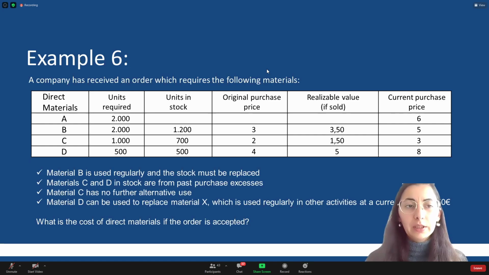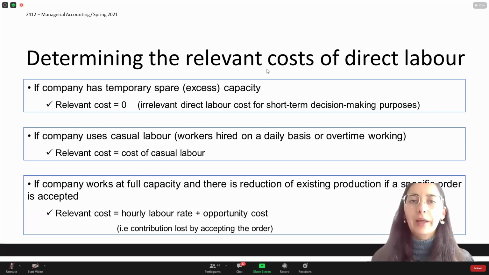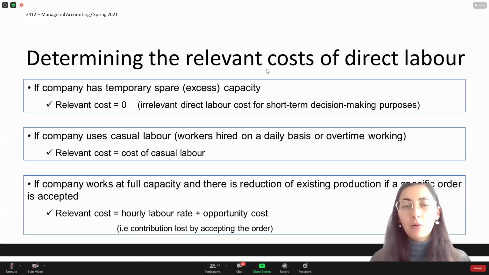More questions on this? No. So let's just go back to the relevant costs of direct labor. Just a couple more slides, then we go to the break, a half hour break, and we return to the second part of the class. So, determining the cost of direct labor.